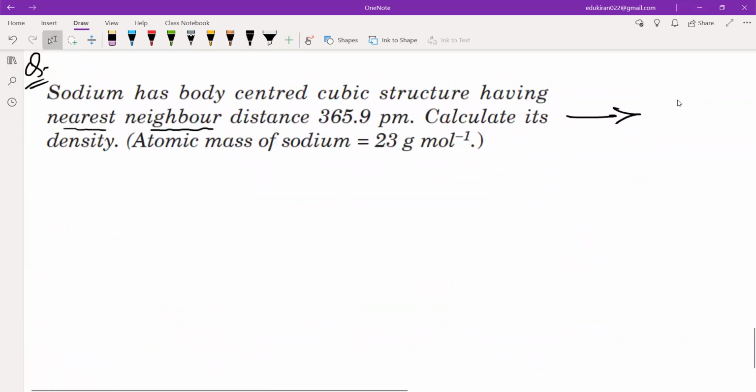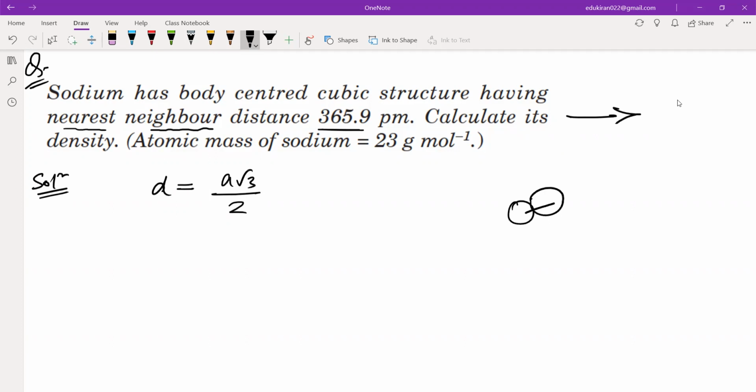Now this one: sodium has a body-centered cubic structure, and the nearest neighbor distance is given. Here, first of all, we have to calculate what is A. The distance that has been given is equal to A root 3 by 2, because the nearest neighbor is the corner atom and the body center atom, and the whole diagonal distance is A root 3. So if you calculate A, this will be equal to 2 by root 3 into the distance that has been given. If you get a value like 365.9, you can take this as 366 also for calculation.